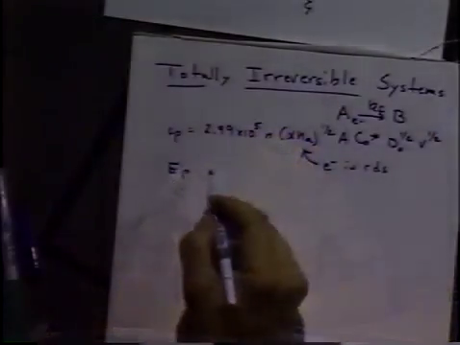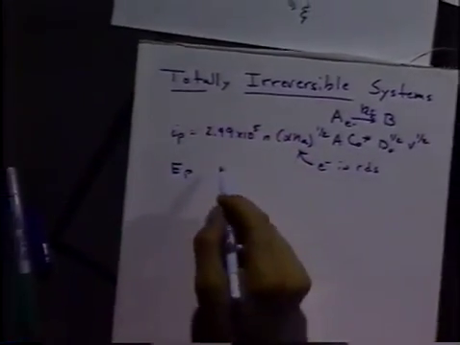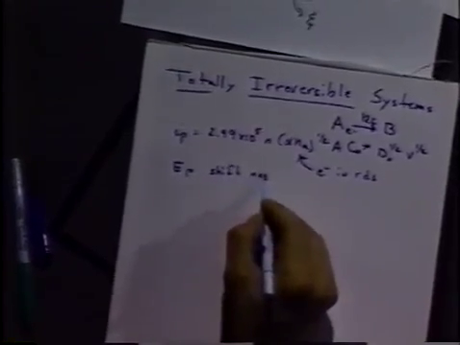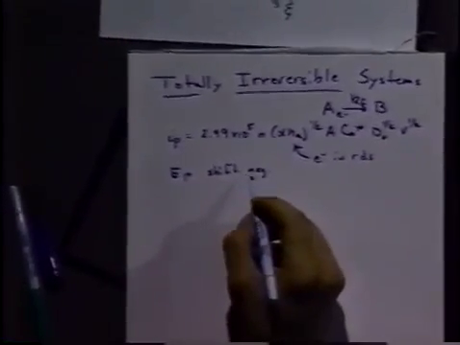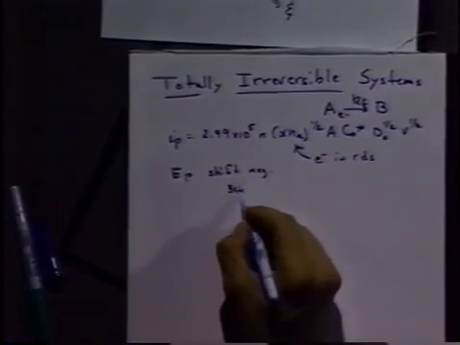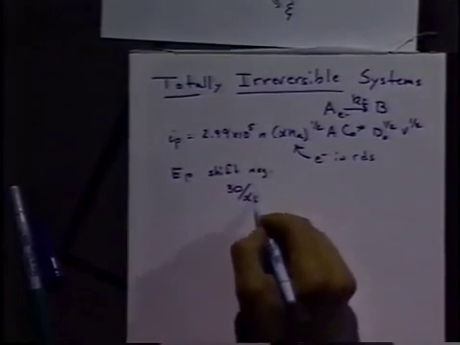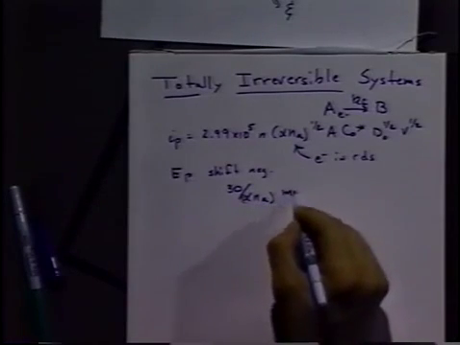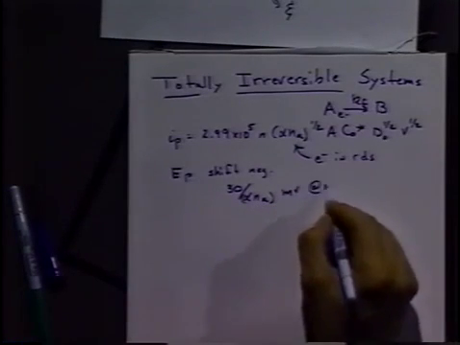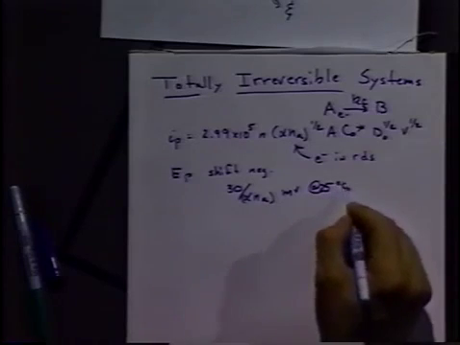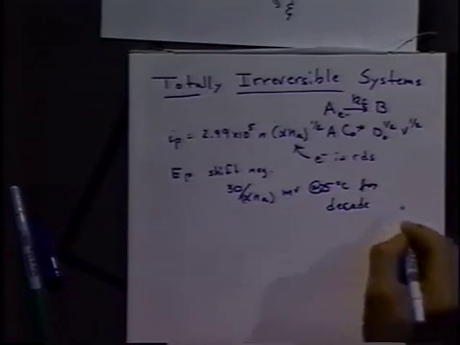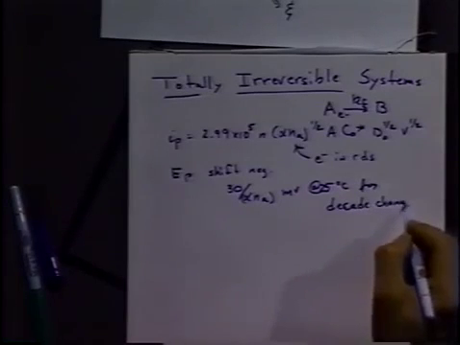What does happen with the totally irreversible case is the peak position, E peak, shifts negative by 30 over alpha n sub A millivolts at 25 degrees C for a decade change in the scan rate.